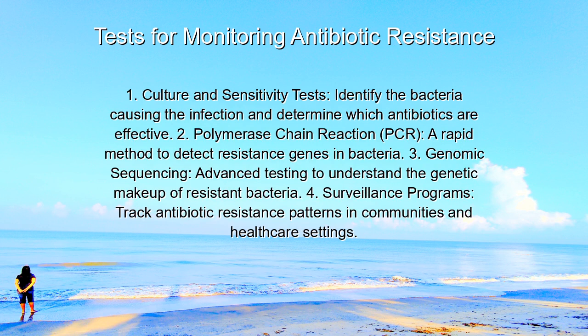Tests for monitoring antibiotic resistance. 1. Culture and sensitivity tests. Identify the bacteria causing the infection and determine which antibiotics are effective. 2. Polymerase chain reaction, PCR, a rapid method to detect resistance genes in bacteria. 3. Genomic sequencing, advanced testing to understand the genetic makeup of resistant bacteria. 4. Surveillance programs, track antibiotic resistance patterns in communities and healthcare settings.